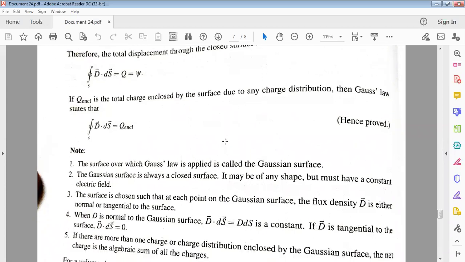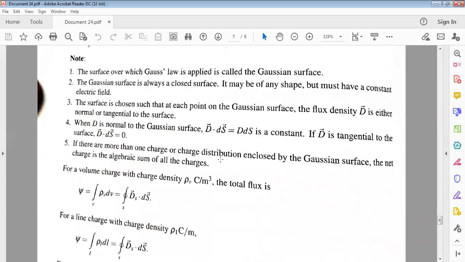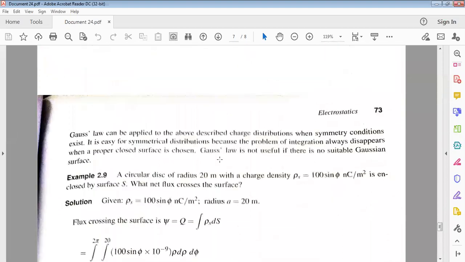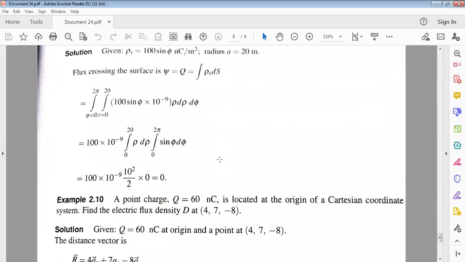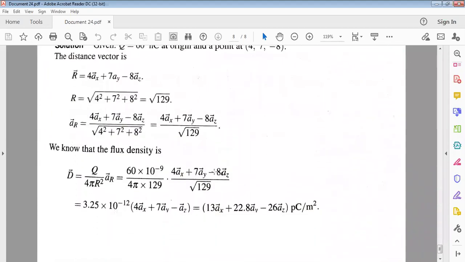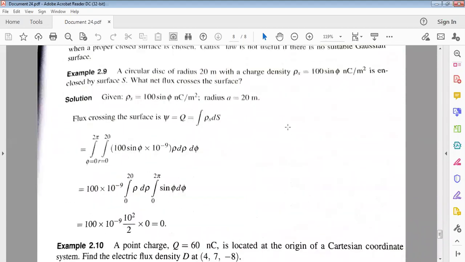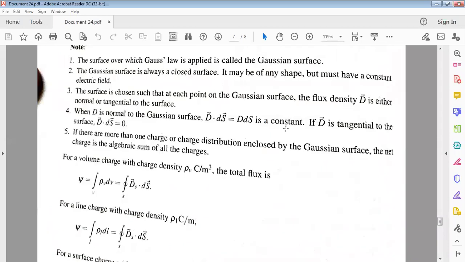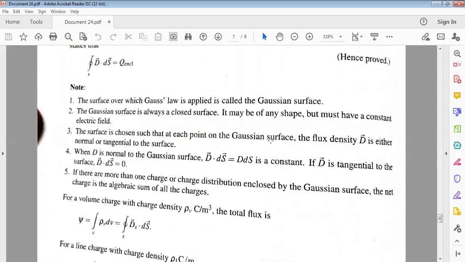Of course this integral form is not quite important, but the differential form is very important. Why? Because that is Maxwell's first equation. That is the reason why we consider it much more. See here, this Gauss law has its own limitations.